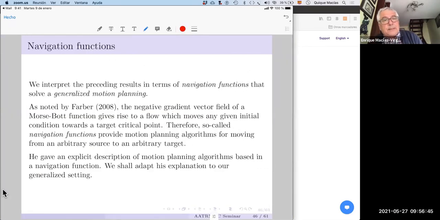Now I want to interpret the preceding results in terms of navigation functions that solve the generalized motion planning. It was noted by Farber that the negative gradient vector field of a Morse-Bott function gives rise to a flow which moves any initial condition towards a target critical point. Therefore, so-called navigation functions provide motion planning algorithms for moving from an arbitrary source to an arbitrary target. He gave an explicit description of motion planning algorithms based on a navigation function, and I shall adapt his explanation to our generalized setting.